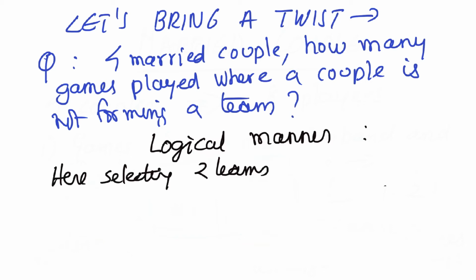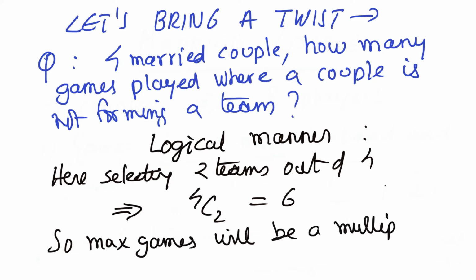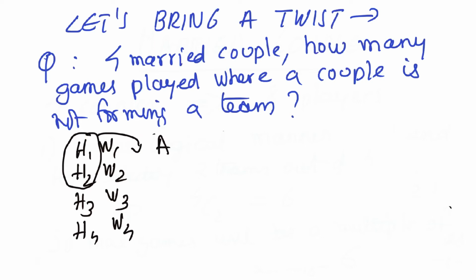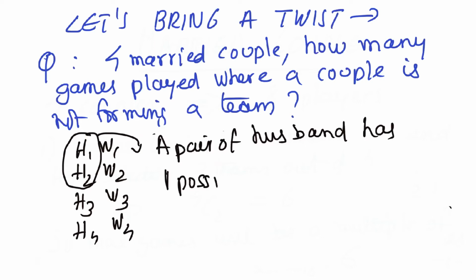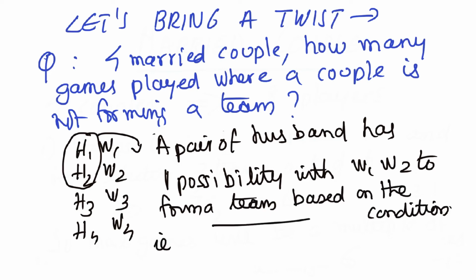So the first 2 teams out of 4 can be selected in 4C2, 6 ways, which means that the total number of games will be a multiple of 6. And going on, out of these 8 players, if we are choosing the first pair, that is husband 1 and husband 2, there's a single possibility of getting the pair with first wife and second wife, following the condition, and going on.